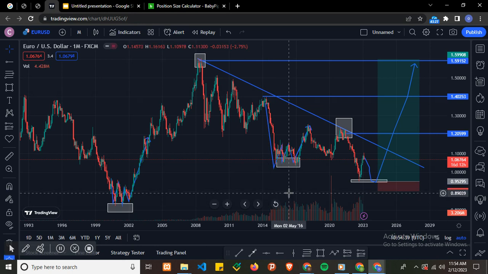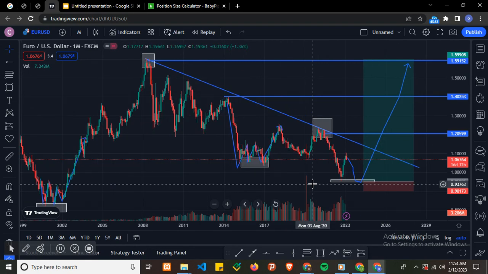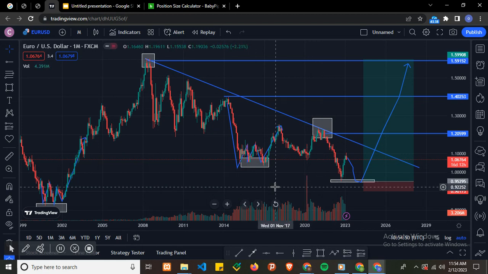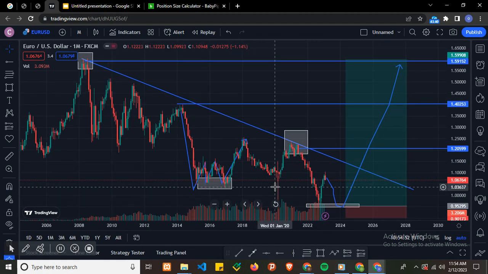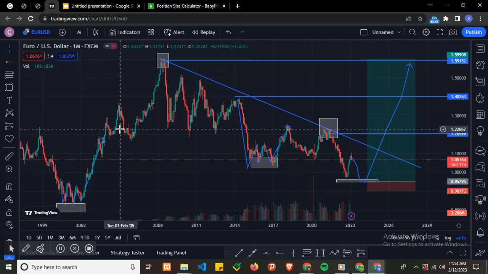Because it's a monthly time frame, it might take years, 2 years, 3 years, 4 years, 5 years or more before you get your profit out of the market. Can you see? That's it.